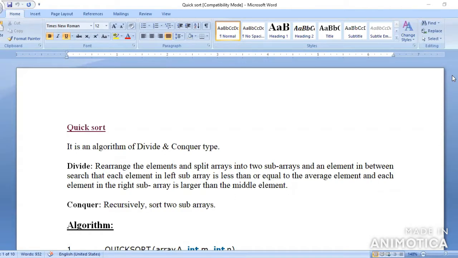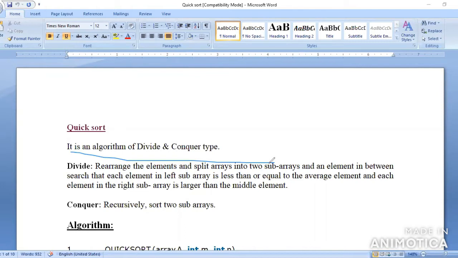So here, now we'll check the problem. What is the problem here? It is mainly focusing on divide and conquer techniques. It is a divide and conquer type of algorithm, purely related to divide and conquer. Next, this algorithm rearranges the elements and splits the array into two subarrays.